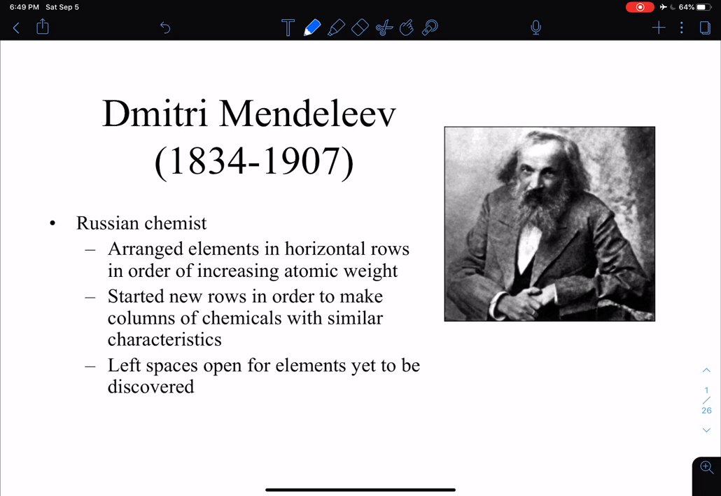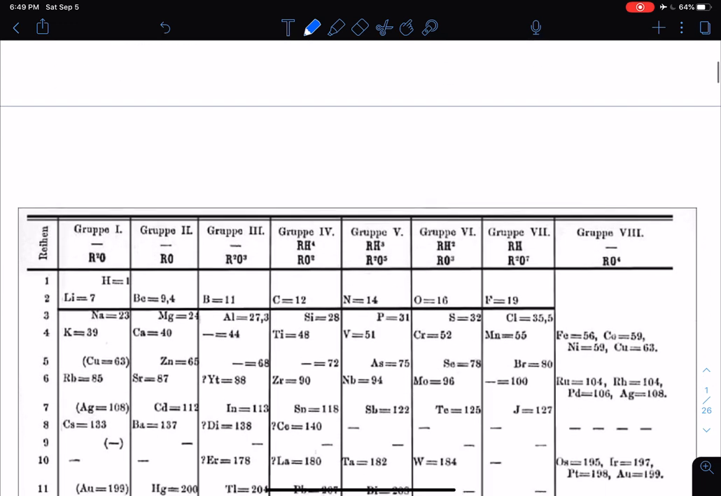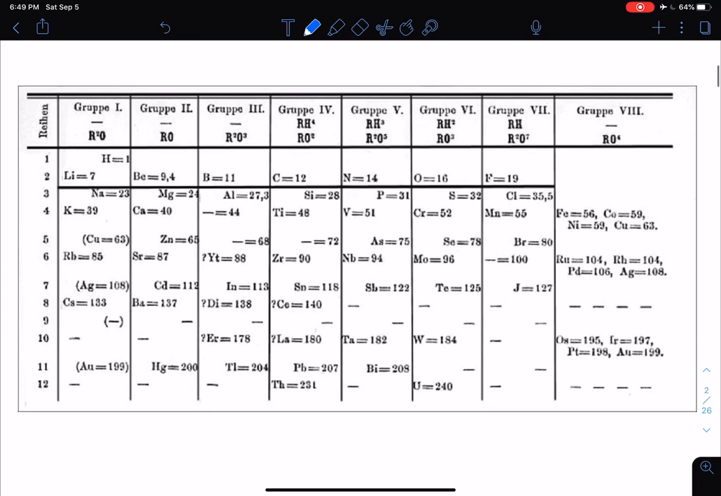This is Mendeleev. And in the 1860s, what he did is he arranged the elements in horizontal rows, and these rows had the atomic weight of the atoms increasing as they went across the rows. So if we take a look at a very rudimentary periodic table, you can see that as we go across this row, our atomic masses are increasing.